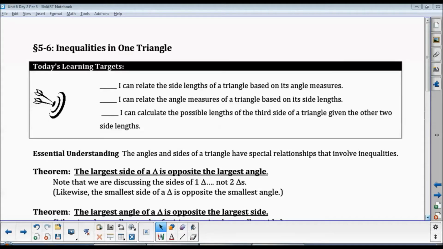Hi, and welcome to part one of today's lesson. Today's lesson we're going to be talking about inequalities in triangles. So part one we're talking about inequalities in one triangle, and part two we're going to be talking about inequalities when you're comparing different triangles to each other.